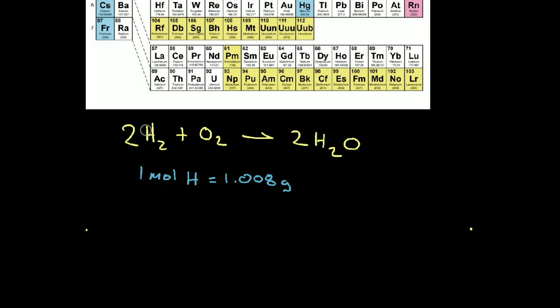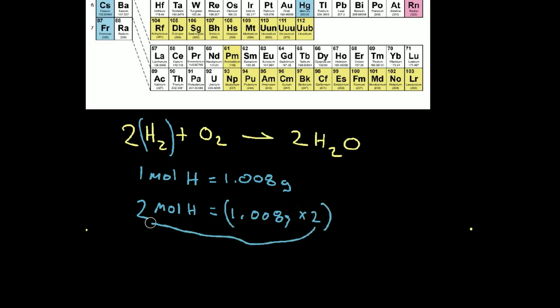Well, what if they give you, like in this formula here, hydrogen H2. Well, that basically is just saying that there are 2 moles of hydrogen. So we know for every 2 moles of hydrogen, we're going to have to double this, right? We're going to have 1.008 grams times 2, right? Because there are 2 moles that we're dealing with.